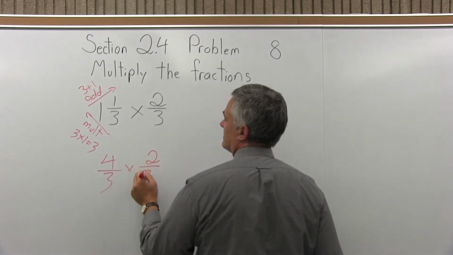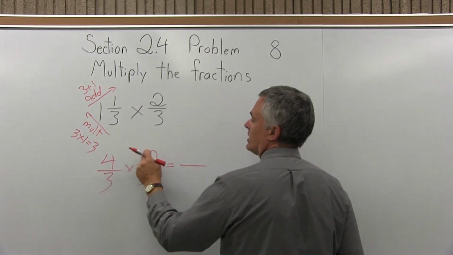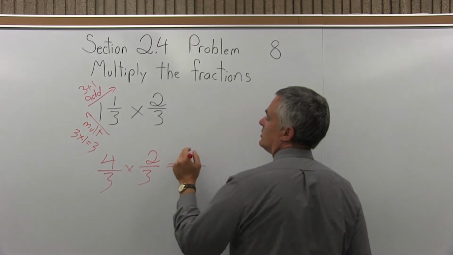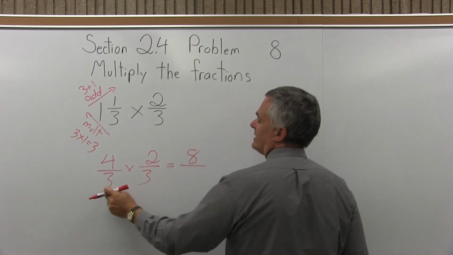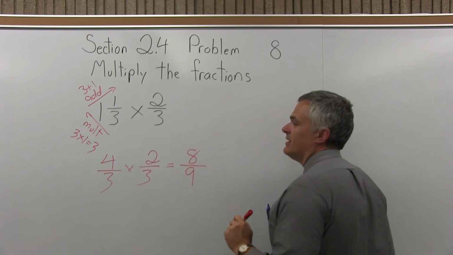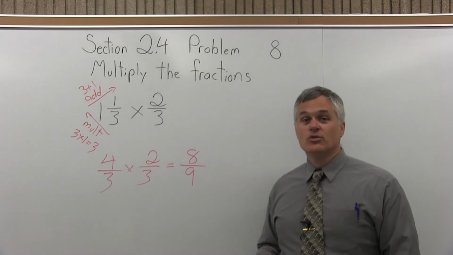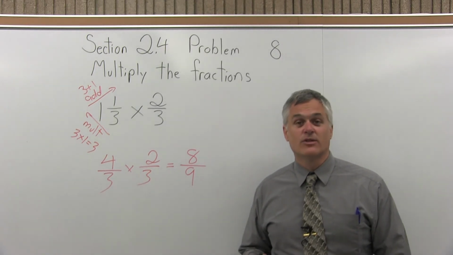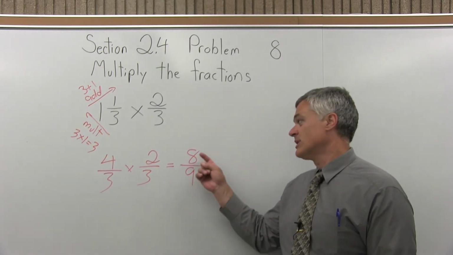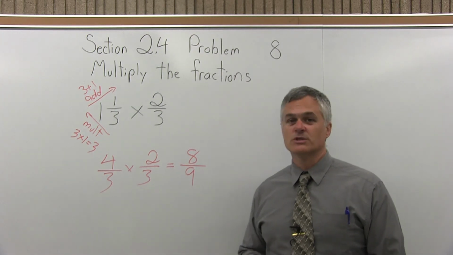So now if I multiply top times top, or numerator times numerator, 4 times 2 is 8, and then denominator times denominator, 3 times 3 is 9, I get 8/9. And now when you multiply and you get a fraction, you do want to check and see if you can reduce that. Are there any numbers you can find that will divide into both 8 and 9 evenly? And the answer is no. That's as far as it can be reduced, 8/9.